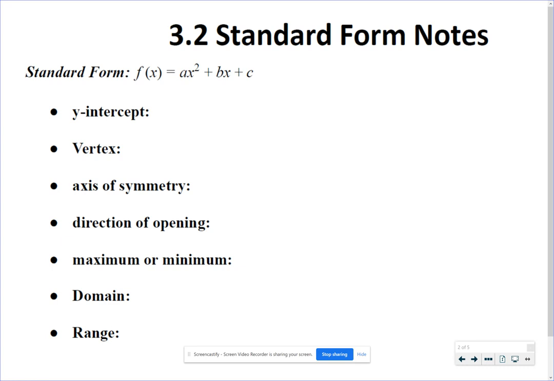Remember that to find a y-intercept, we replace the x with 0. And if we replace the x with 0, we're going to get y equals c. So our y-intercept is (0, c). Let's look at that. If we replace the x with 0, we get a times 0 squared. I'm just going to my function right here, replacing each of the x's with a 0.